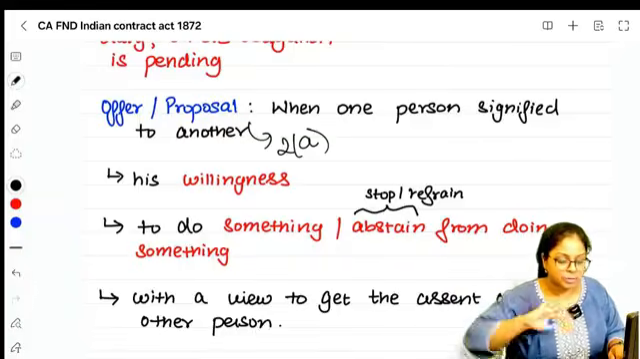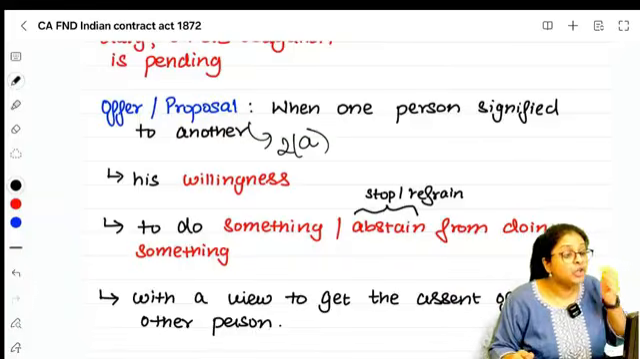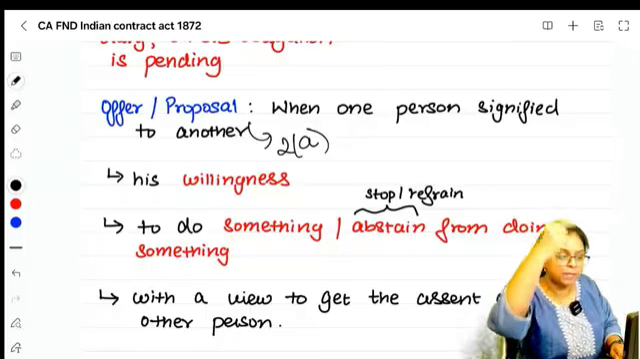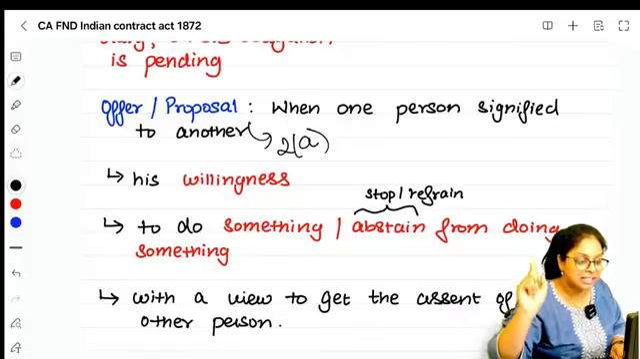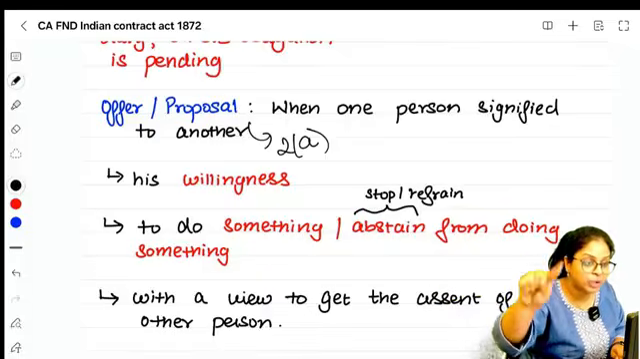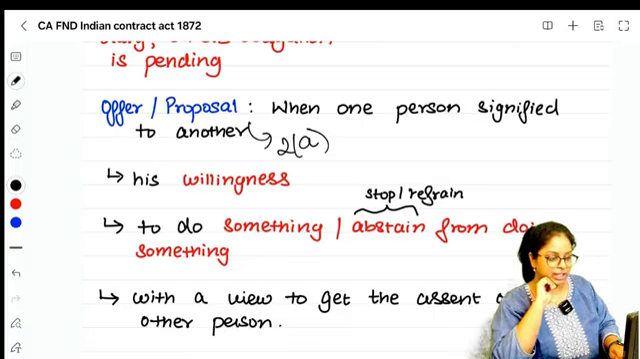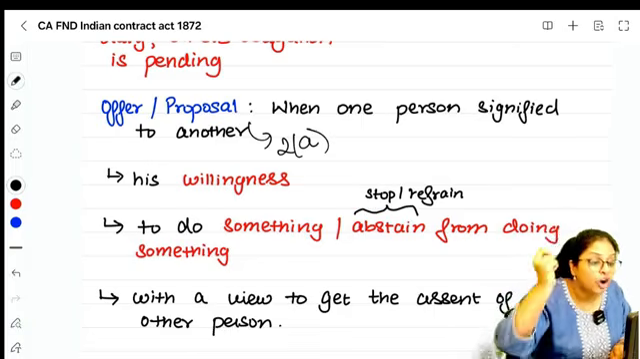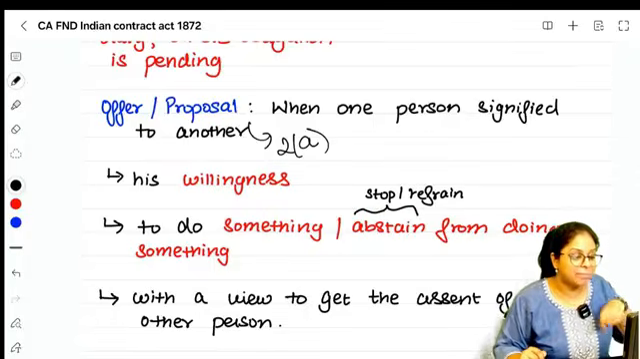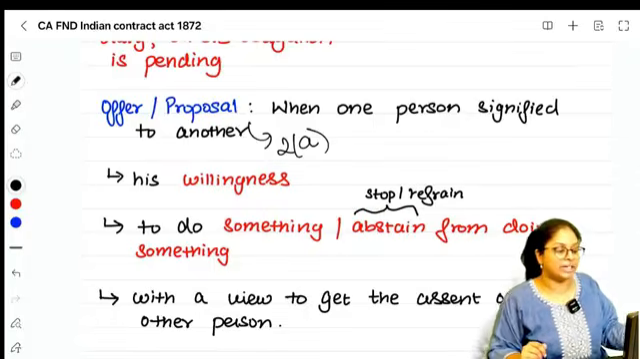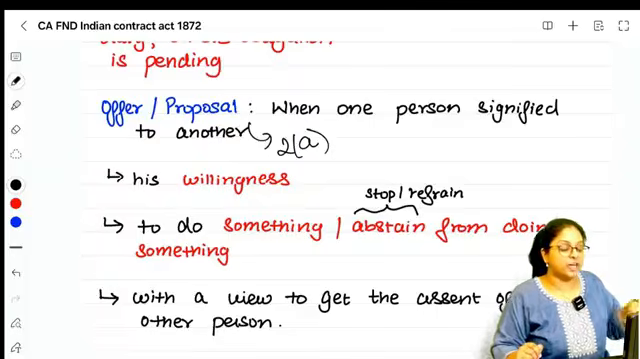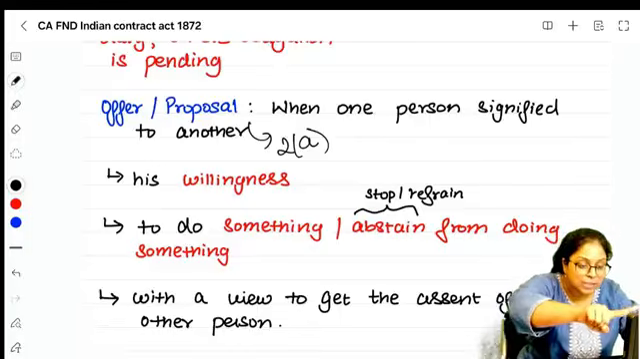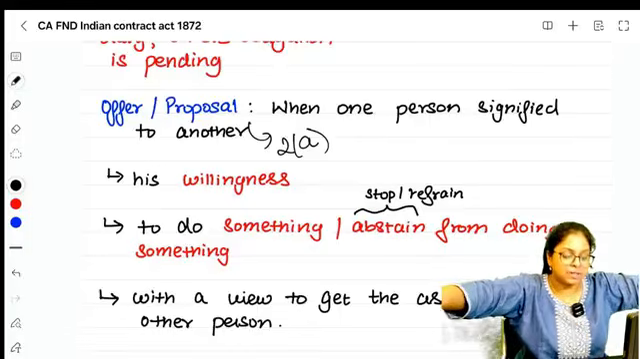What do you mean by abstain? To not do something. Remember the example of the Dhanush movie where the brother calls Dhanush to the terrace and says, take this blank check, leave my sister. Here consideration is being given to Dhanush to not do something. Don't date my sister. That is why I am giving you a blank check. Consideration is given for not doing something. Consideration can also be given to do something. Very good Prashika. It can be a positive offer or a negative offer, when one person signifies to another his willingness to do something or abstain from doing something.